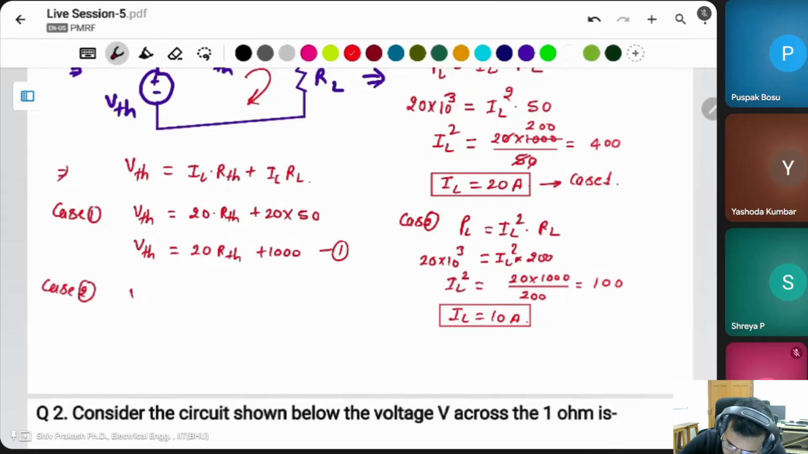Case second, VTH is equal to IL, which is 10, into RTH plus IL into RL. IL is 10, RL in this case is 200. Then 200 into 10, this will be 2000.